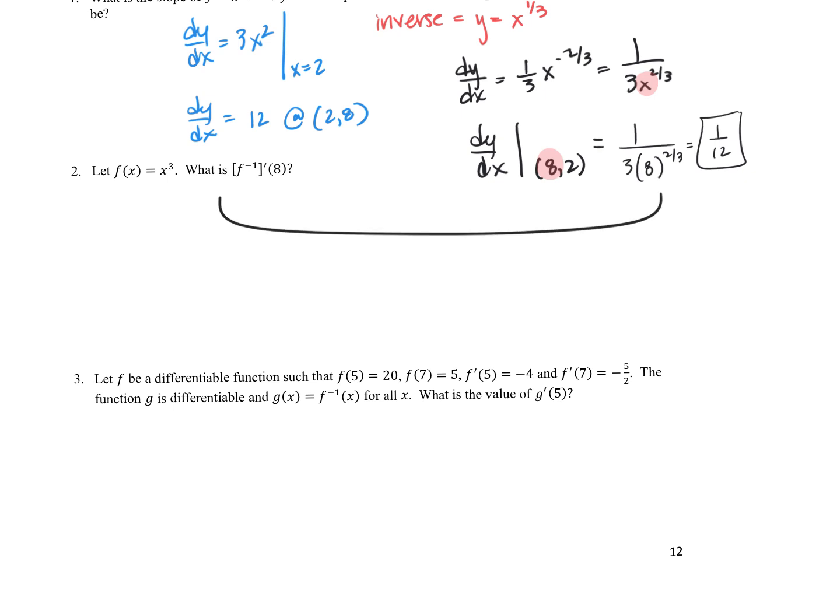And so I'm just going to even draw an arrow right there. This is asking for the inverse. F to the negative 1 is inverse. The little apostrophe is asking for the derivative when x was 8.